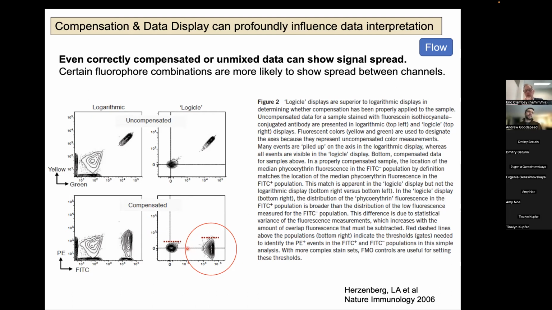But please note, even correctly compensated or unmixed data, you can get signal spread. So here's the negative population. If you look at the positive population, it's not a tight circle. Instead, there is some spread, and signal spread is one challenge when designing a panel with multiple targets.